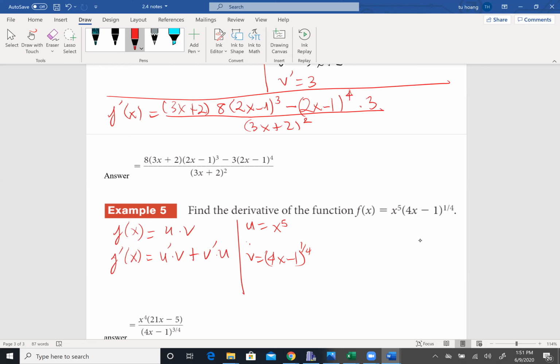For the u, if I want to take the derivative, easily it's going to be 5x to the power 4, right? But for the v, taking the derivative is a big deal if you don't use the chain rule. So in this case, you still have to let the inside function become a letter, say g equal to 4x minus 1. That is the inside function. Now I would like to find its derivative, the derivative of the inside function, which is equal to 4, right?